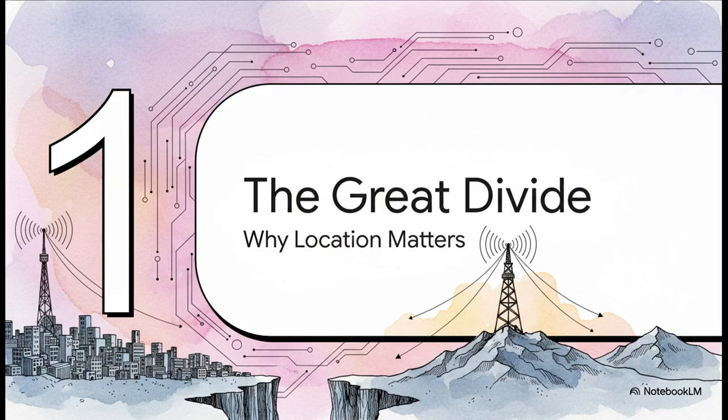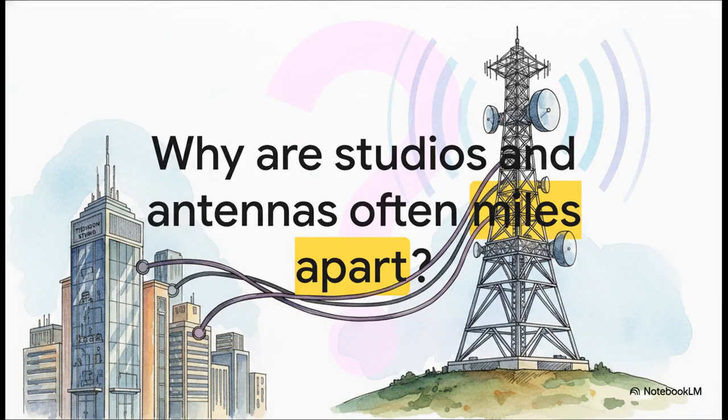See, before we can appreciate the solution, we really need to understand the problem these links were invented to solve in the first place. And it all comes down to this one really simple question. Why on earth are TV studios and their giant broadcast antennas almost never in the same place? I mean, they're often miles and miles apart.